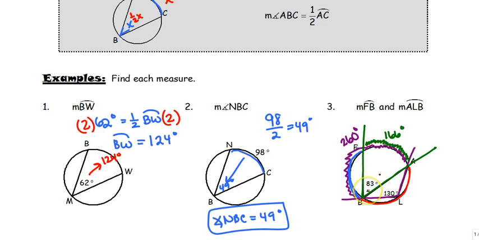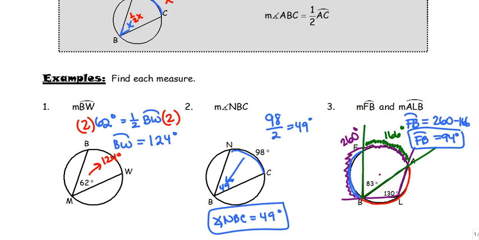Let's go ahead and find FB first. If I look, the purple goes from B to F to A. This whole thing is 260. Well, I know that this part is 166, so to find the arc FB, I can just take that 260, subtract the 166, and I find that the arc FB is equal to 94 degrees. Again, the purple was from B to F to A. I subtracted the 166 and I was left with just the FB.